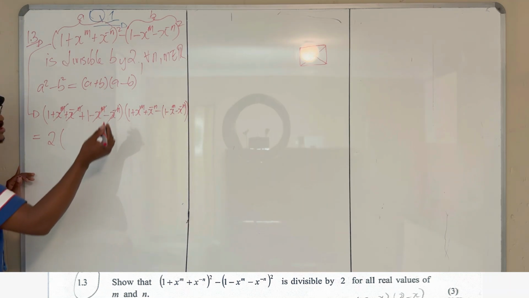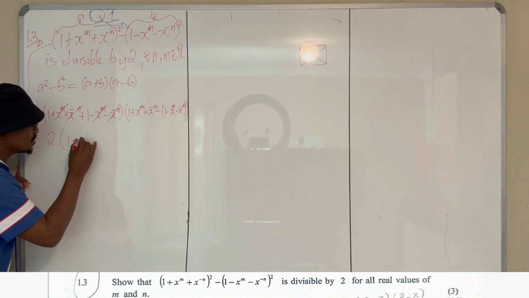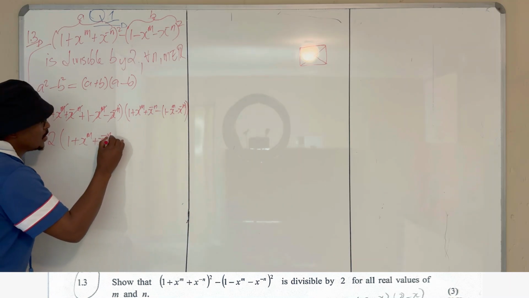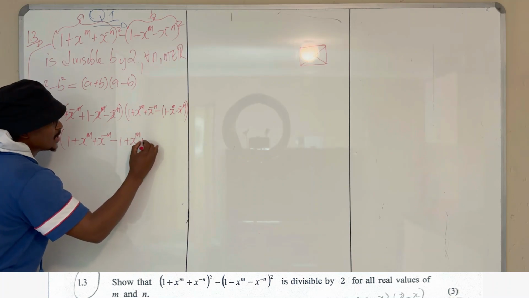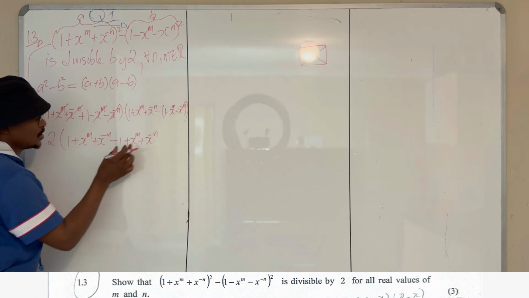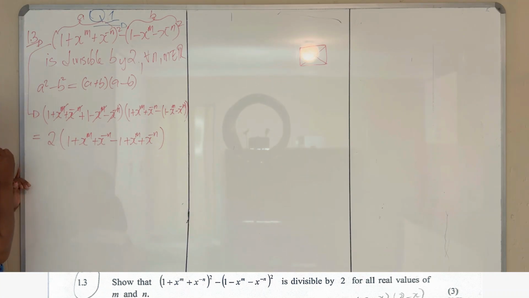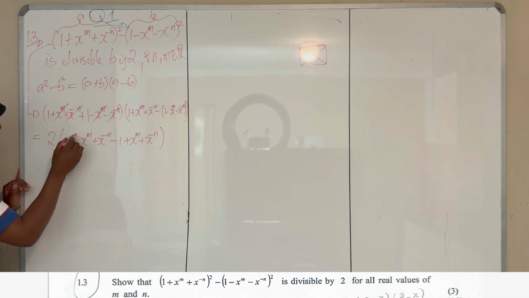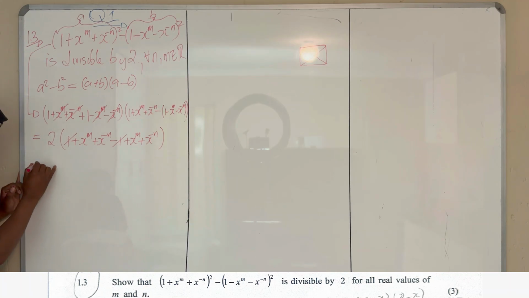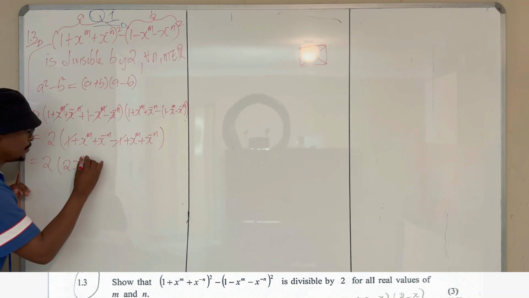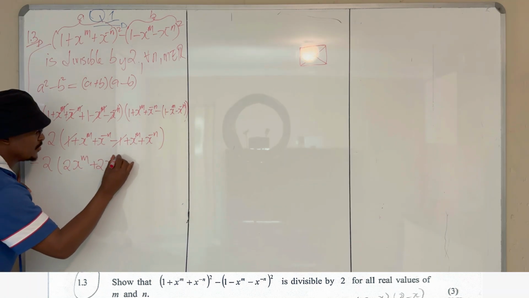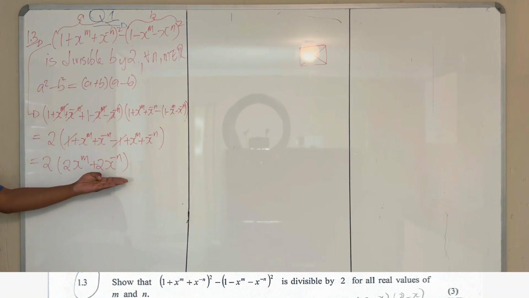So in that case, but just to be fair, you can say, okay, 1 plus x raised m plus x raised negative n, minus 1 plus x raised m plus x raised negative n, because that's how you get this. Right? So if you look at this, see that this value and that value will go away. So what you're left with is 2 times this, and this is 2 x raised m plus 2 x raised negative n. So this thing is a multiple of 2. Therefore, it will be divisible by 2.